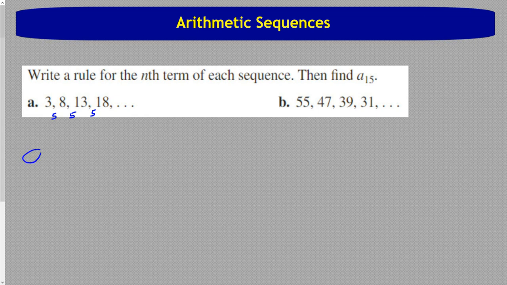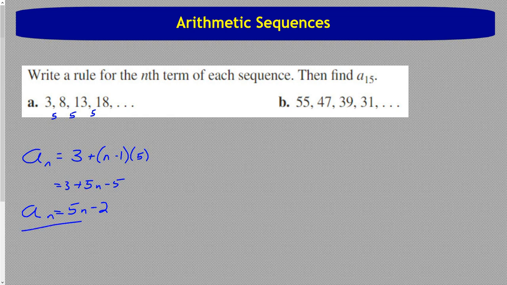So a sub n is equal to a first term plus n minus 1 times the common difference, so 5. So that's 3 plus 5n minus 5. So 5n minus 2. There's our rule.